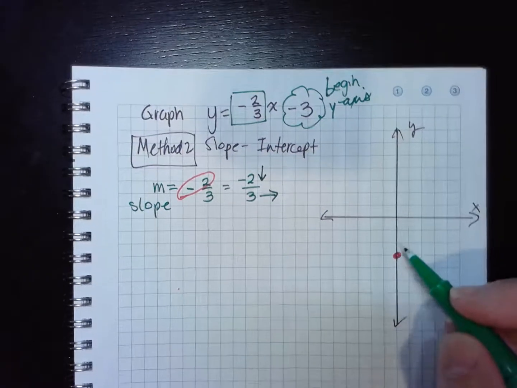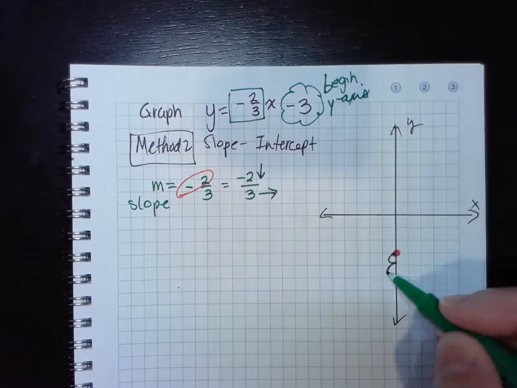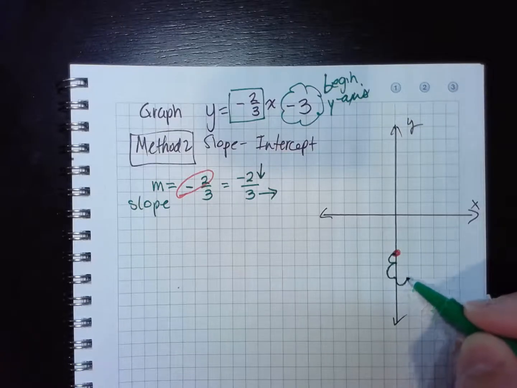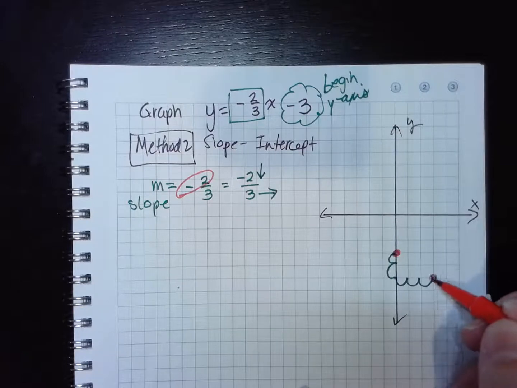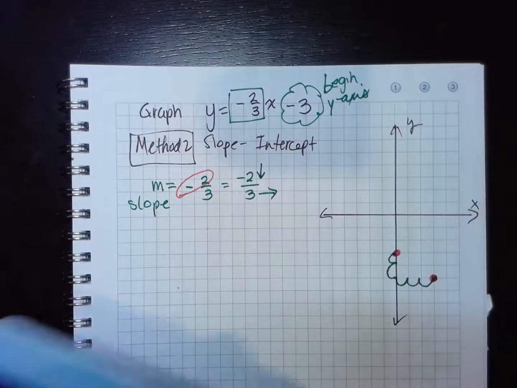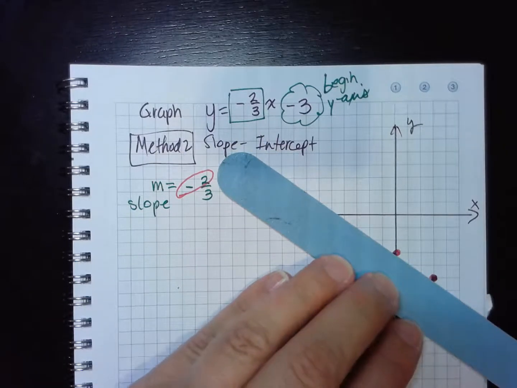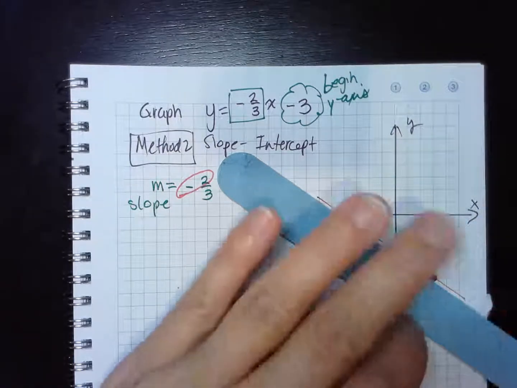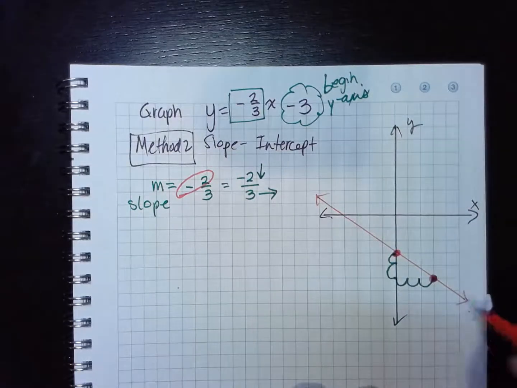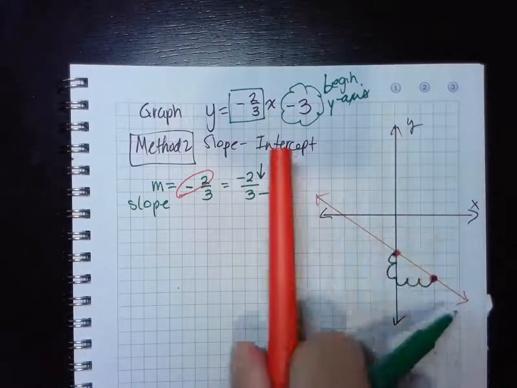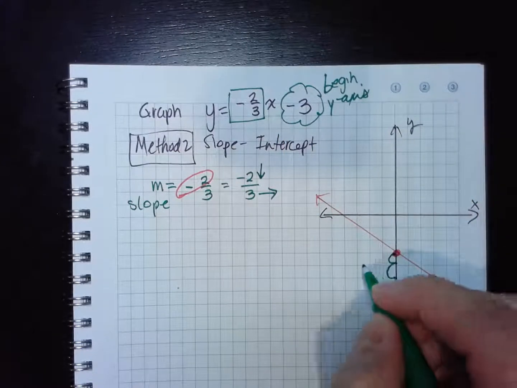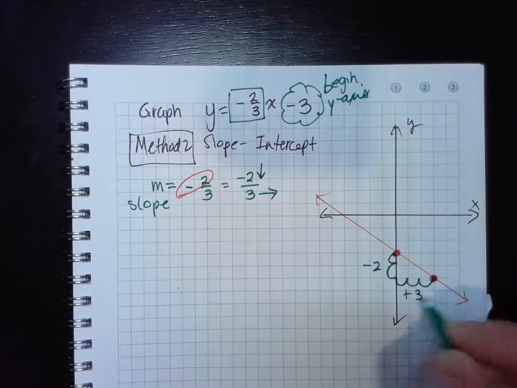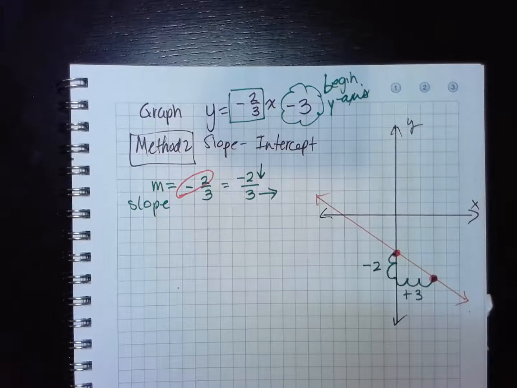So from this point, I should go down 2 and right 3, and I will now land on a second point that will fall on this line. So here is the line. Okay, so again, any point that falls on this line makes that equation true. Okay, so I went down 2 and right 3.